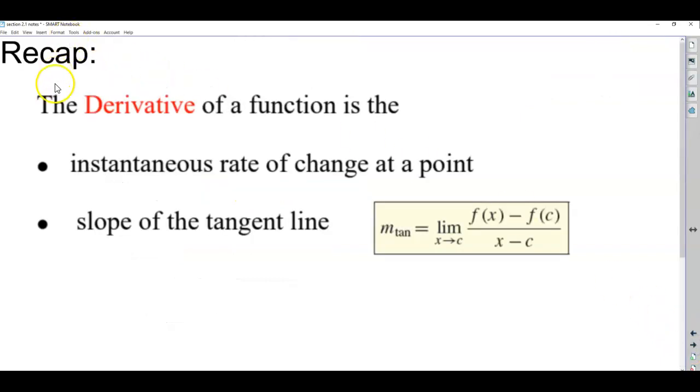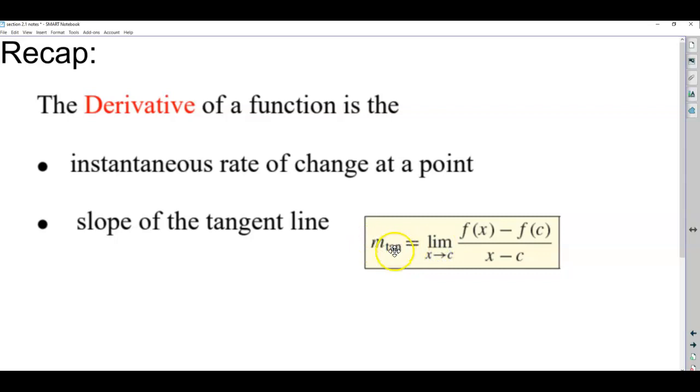Okay, quick recap. What did we just learn? We learned the limit definition of the tangent line is the slope of the tangent line as x approaches c, and we use this every time. Remember, the derivative is the instantaneous rate of change. It's also the velocity if there's context to the problem, and it's the slope of the tangent line.